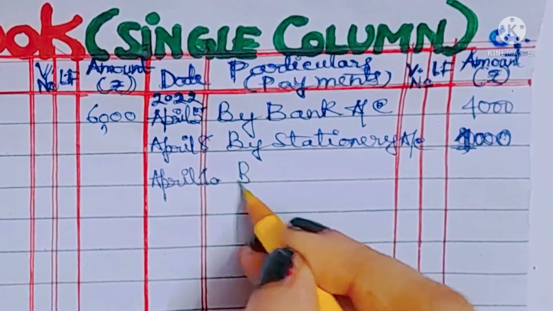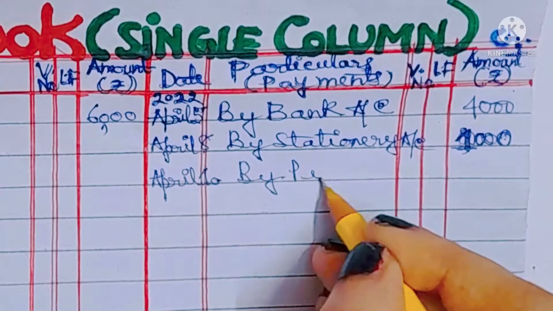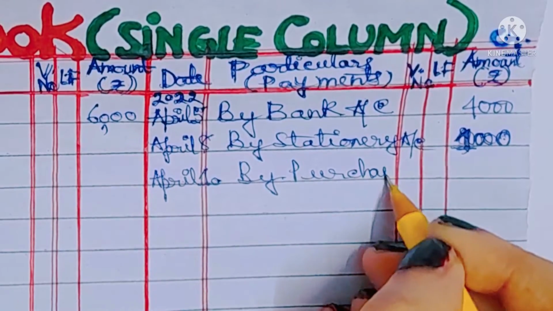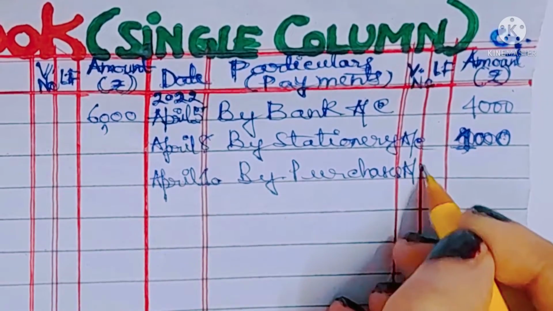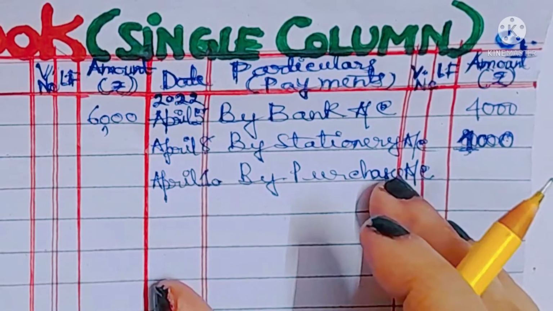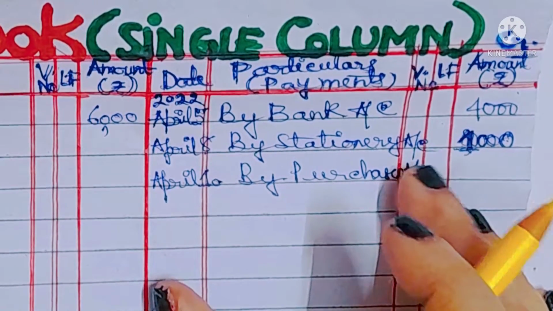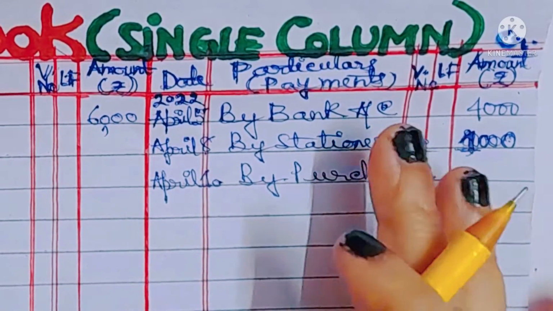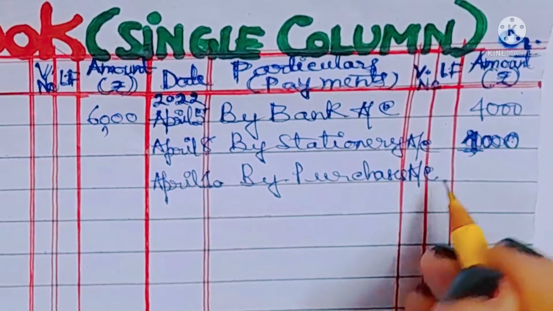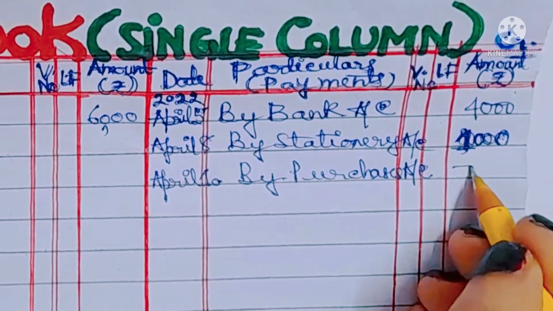By purchases account. Always ignore goods. I've already told you. Instead of goods, we'll have to write purchases, or instead of goods, we'll have to write sales. By purchases account 5,000.